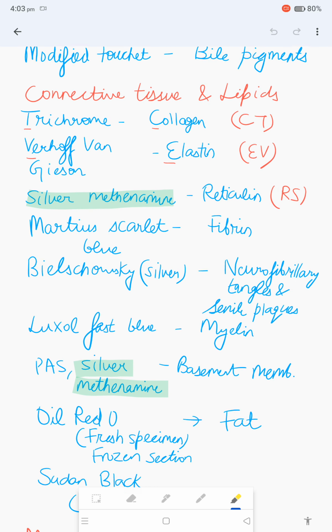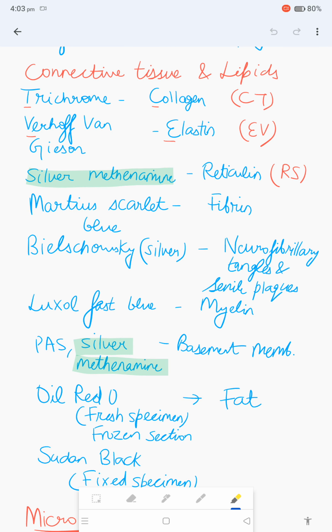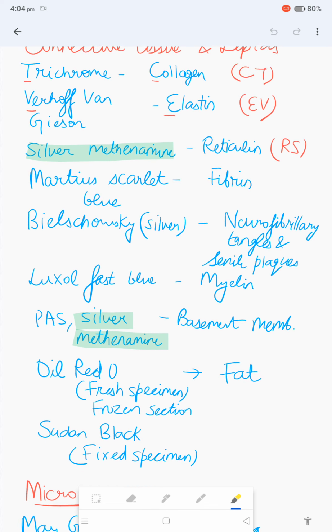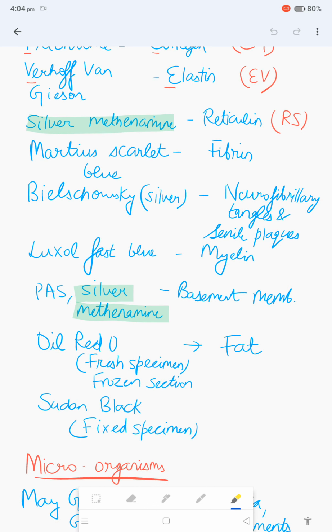Then the next ones we don't have any mnemonic. We have to read again and again to remember them. Martius scarlet blue is for fibrin. Then Bielschowsky stains, a type of silver stains, are for neurofibrillary tangles and senile plaques. Luxol fast blue is for myelin.